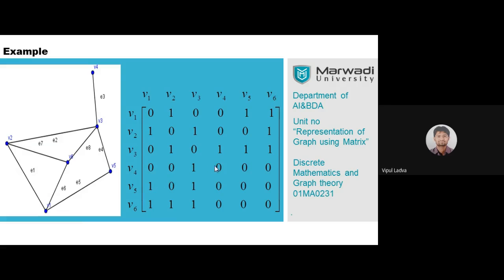Just go through it. This is the adjacency matrix of this particular graph.